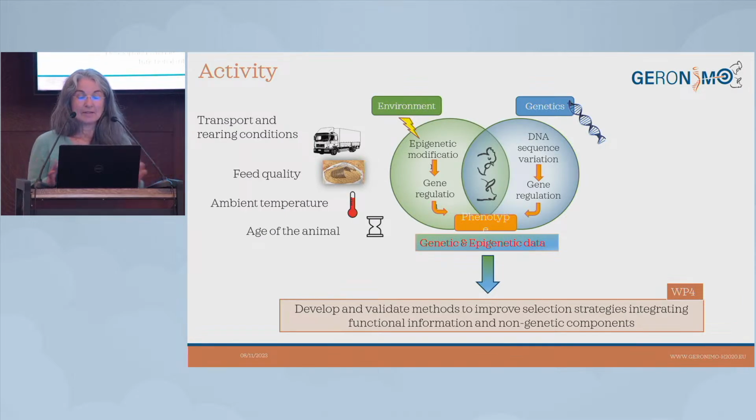As said, this large set of genetic and epigenetic data will benefit other work packages, like Work Package 4, to develop and validate methods to improve selection strategies, integrating functional information and non-genetic components.